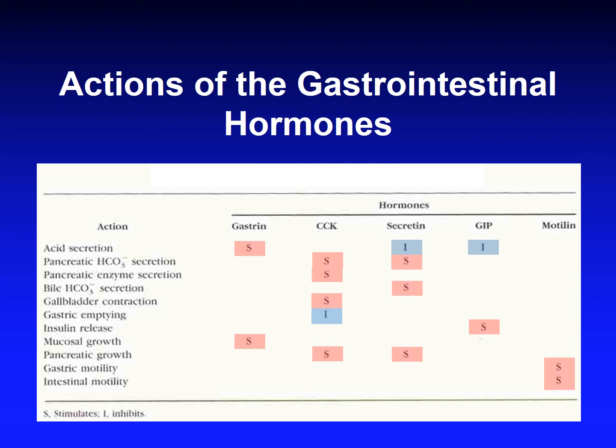Secretin inhibits acid secretion. That's why it's called nature's anti-acid. And it stimulates bicarb, also to neutralize the acid secretion that makes the stomach acidic. So it stimulates bicarb secretion, both from the pancreas and from the gallbladder.